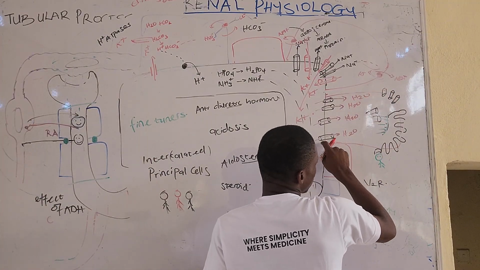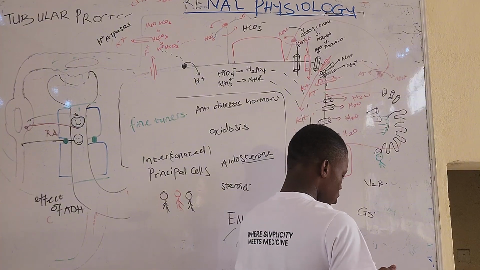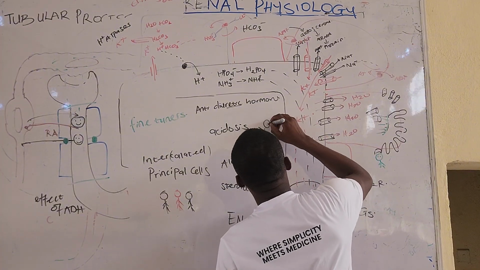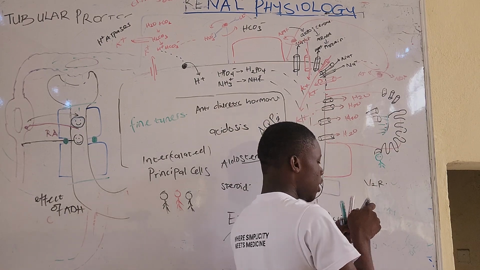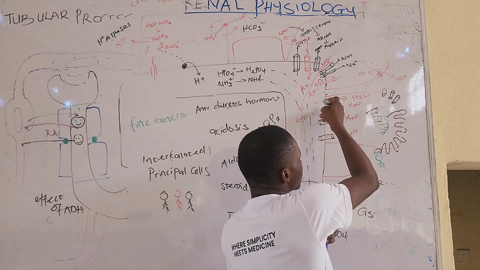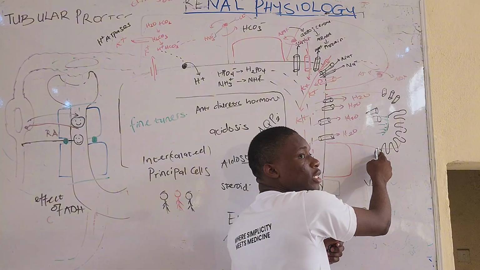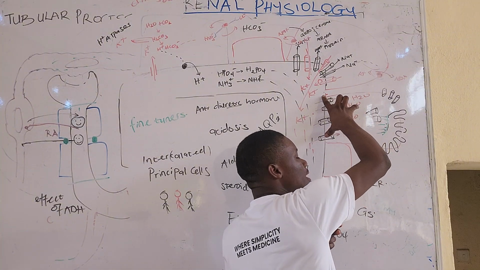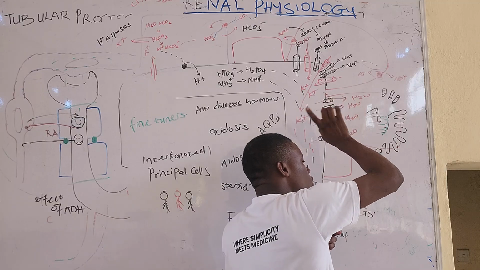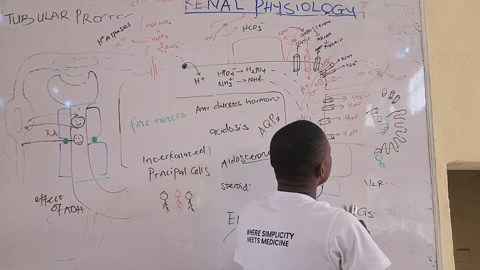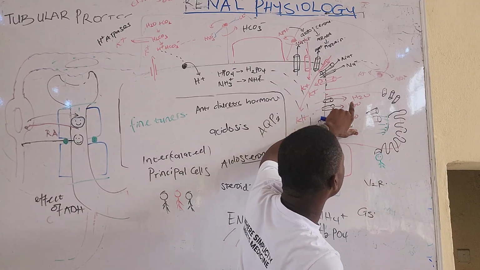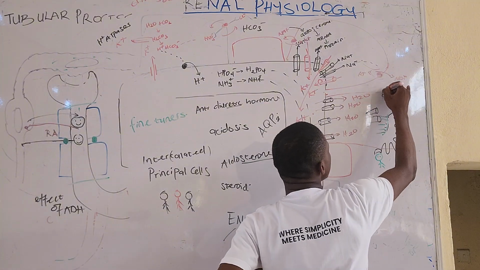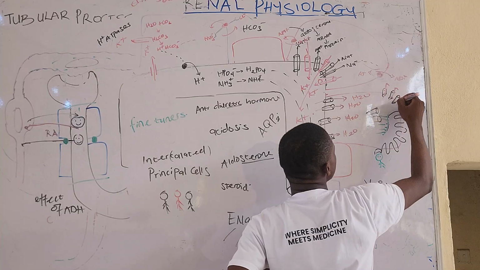Now these channels are called aquaporin 2. Aquaporin 2 channels will only exist on this luminal membrane when ADH comes. If ADH does not come, this aquaporin 2 will never be inserted on this luminal membrane. When they are not inserted on the luminal membrane, they cannot reabsorb water. So after aquaporin 2 has reabsorbed water, the water has entered here. This water will now leave through this place.